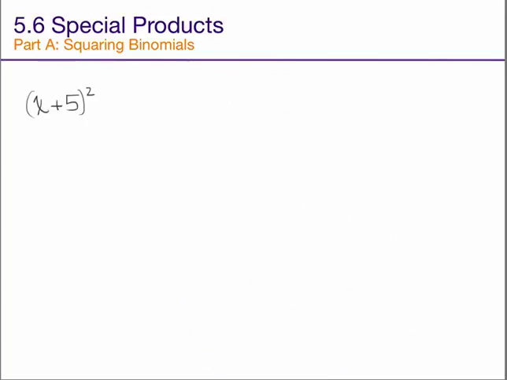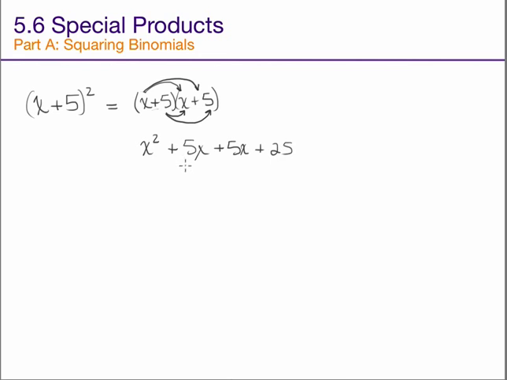Okay, here's an example. X plus 5 squared means x plus 5 times itself. Now, once you've got it rewritten like that, it's really easy to see that this is just a case of the first term in the first polynomial times all of the terms in the second polynomial. X times x is x squared. X times 5 is 5x. And 5, the second term, times both of the terms in the second polynomial. So we need to add 5x and 25, and then combine like terms.